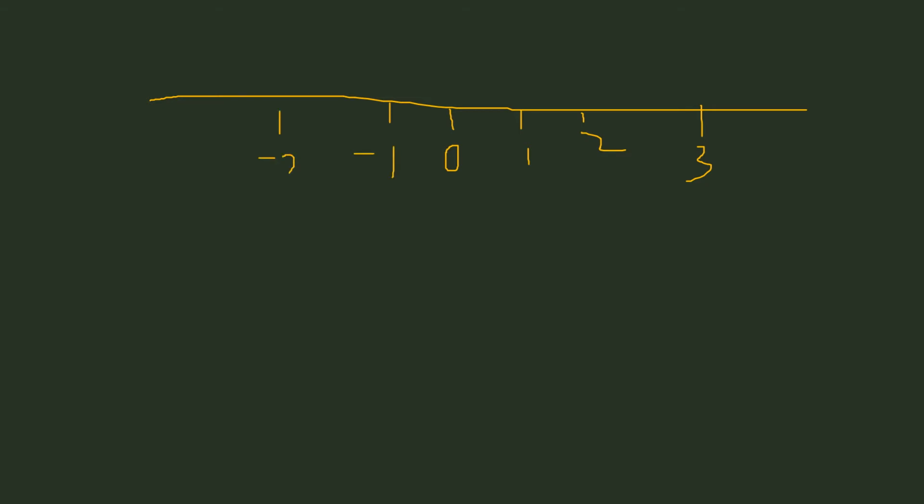So children, we know how to represent the integers on a number line. There it is very easy, right? 0, 1, 2, 3, 4, and here -1, -2, -3. We know how to represent the integers on a number line.